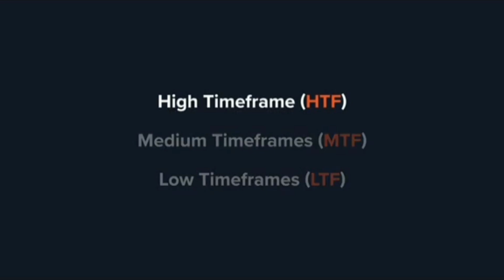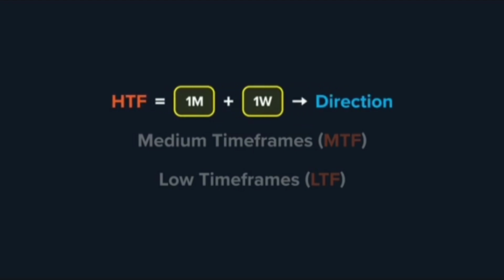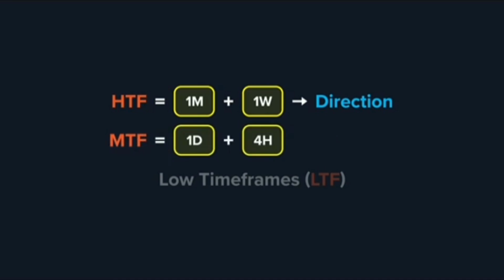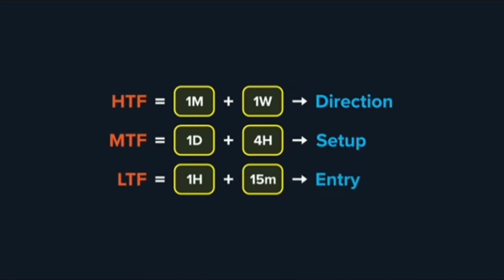The first category are the higher time frames, which consists of the monthly and weekly time frames. The role of this category is to give us the context of the market, which involves identifying the trends of the larger scale price action. The second category are the medium time frames, which consists of the daily and 4-hour time frames. We use this category to look for potential trade setups that align with the larger market structure. And then for the third category, we have the lower time frames, which consists of the 1-hour and 15-minute time frames. And this category is used to actually enter our trades, using the market analysis from the larger time frames.